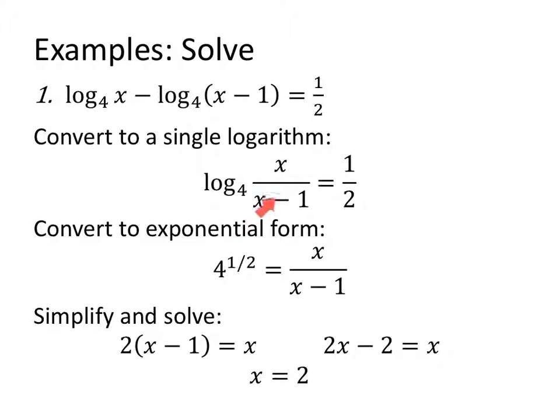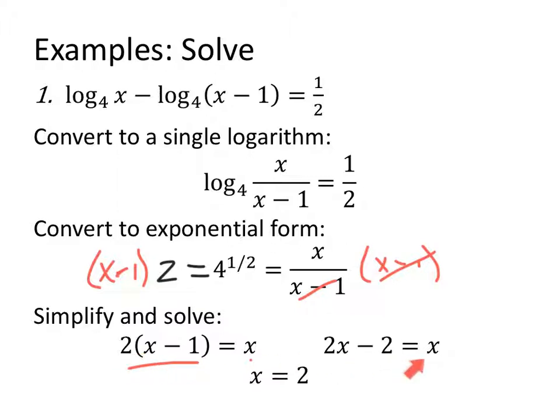The variables are inside the log, so I want to convert to exponential form. 4 to the 1/2 equals x over (x - 1). Well, 4 to the 1/2, that's the same as 2. So if I have 2 equals x over (x - 1), I multiply both sides by my (x - 1). The (x - 1)'s cancel on the right, leaving me with an x. On the left, I have 2 times (x - 1). Distribute: 2x - 2 equals x. I'm going to subtract x, add 2, and I get x = 2.